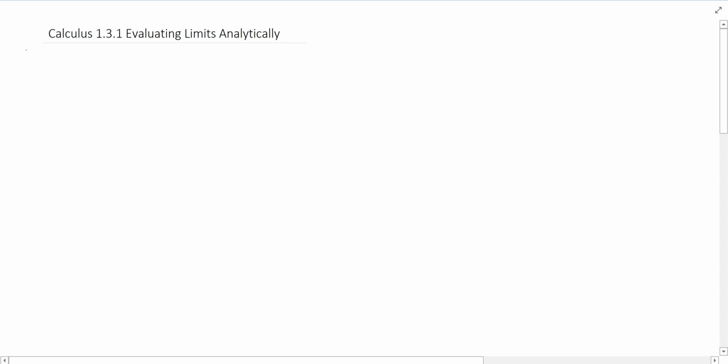In today's video we're going to be continuing our investigation of limits by learning how to evaluate limits analytically. In our previous video, we introduced the concept of a limit along with how to find a limit graphically and numerically, but today we are going to take our understanding of limits one step further. So without any further ado, let's get into some examples.